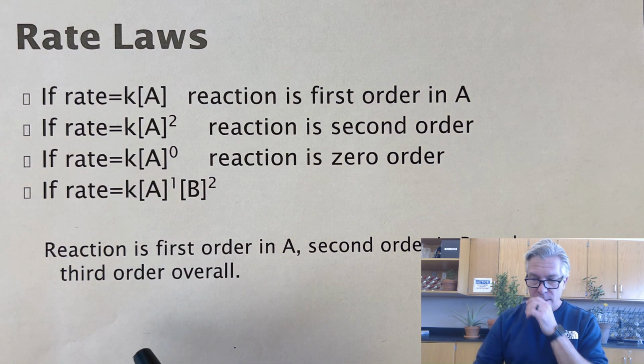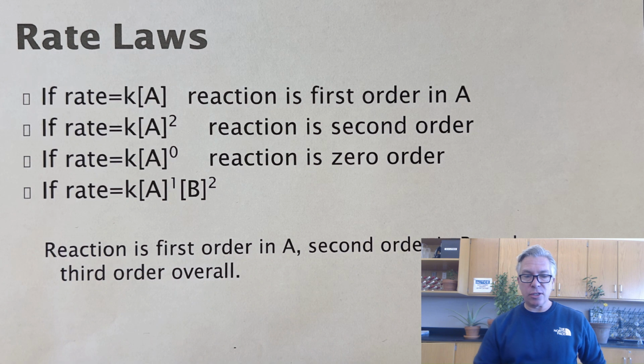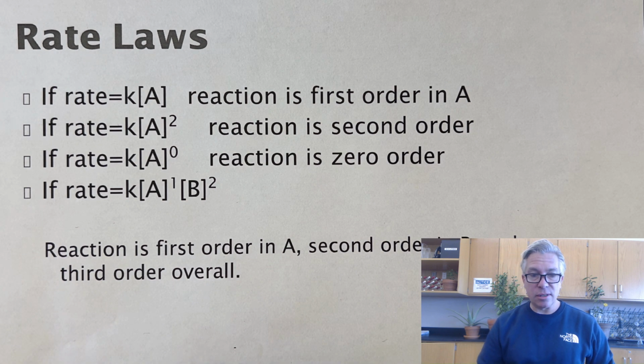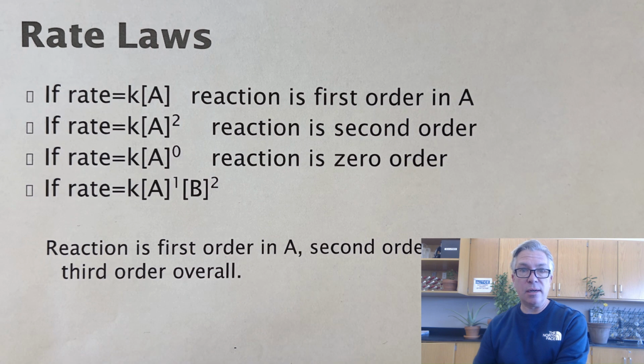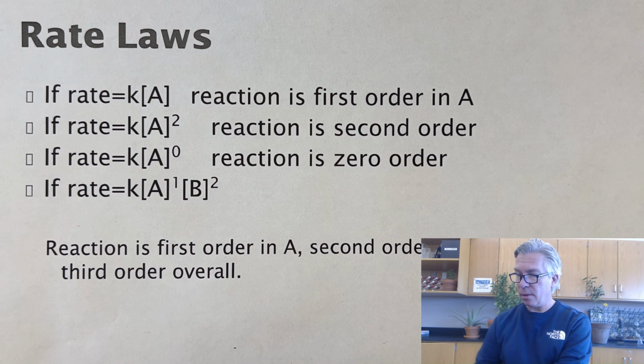In our first video, we looked at the decomposition of N2O5, and we saw a couple of graphs there. That actually is a first order reaction. The rate slows down as some of it gets used up, and it's proportional to how much is there at any given time.